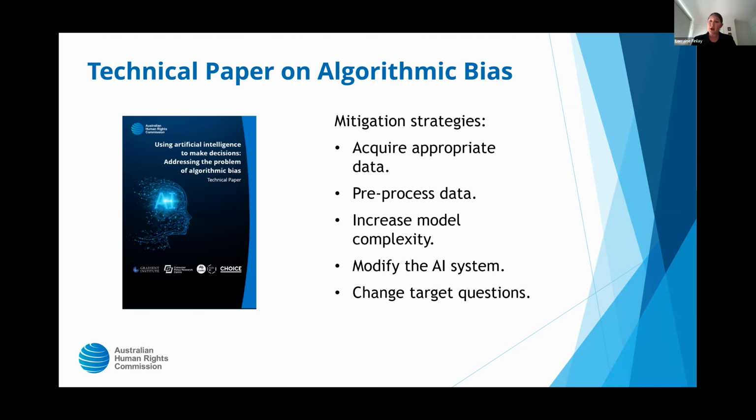As part of the Commission's work on human rights and technology, we produced a technical paper in 2020, and a picture's up there on the slides, called Using Artificial Intelligence to Make Decisions: Addressing the Problem of Algorithmic Bias. What we tried to do in this paper is to bring together the technical experts on the one hand, with a deep understanding of AI decision-making and how it operated, and the human rights experts on the other hand, to try to put together a paper that was technically rigorous, but that really made some useful and practical observations about the human rights impacts of particular mitigation approaches.